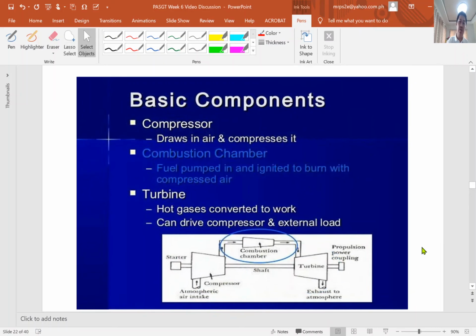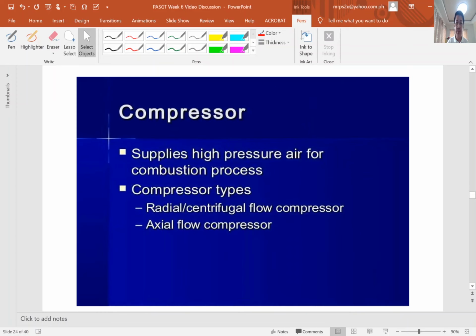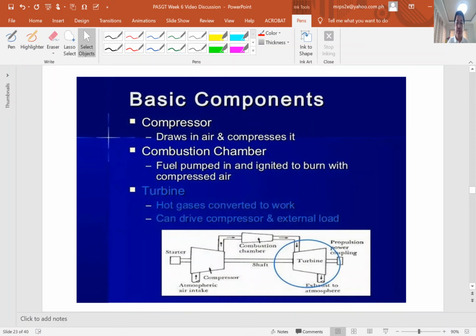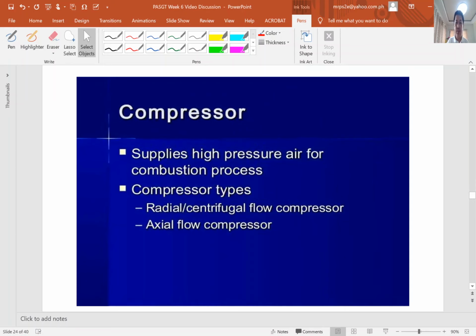So we have here the combustion chamber. See? So combustion chamber, fuel is pumped and ignited to burn with compressed air. So this area. We have here the turbine. Hot gas is converted to work and drives the compressor and external load. So this area. The compressor supplies high pressure air for the combustion process.